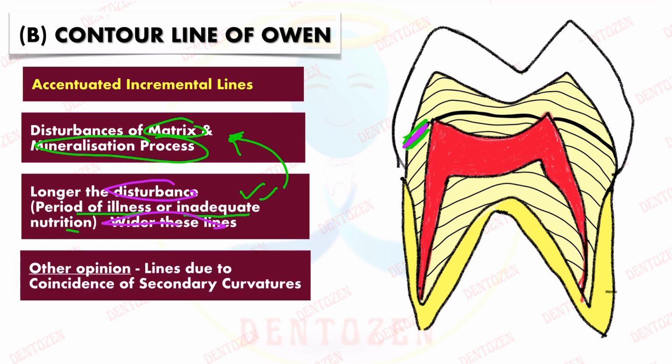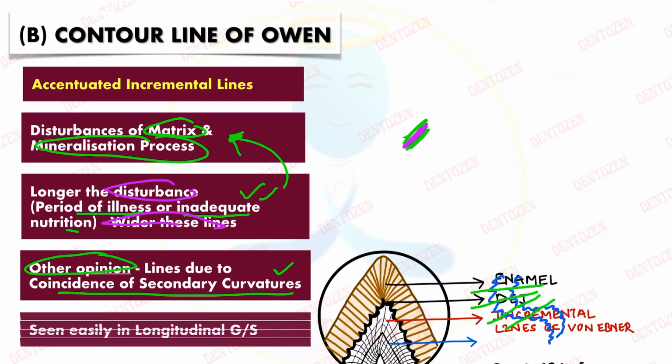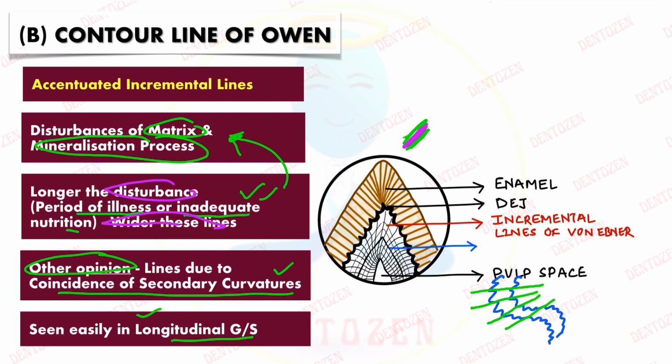Now the second concept about these lines is that these could be coincidence of secondary curvatures. What is the meaning? That means dentinal tubules are S-shaped and within these tubules we have very small secondary curvatures, as we can draw here. So where these secondary curvatures become coincident, there we can see these lines. So that can be the second opinion. Now when we have to draw the diagram, they are best easily seen in the longitudinal ground sections. So first we'll draw the same diagram, that is incremental lines of von Ebner, and then in between these lines we can show one dark accentuated line which can be your contour line of Owen.